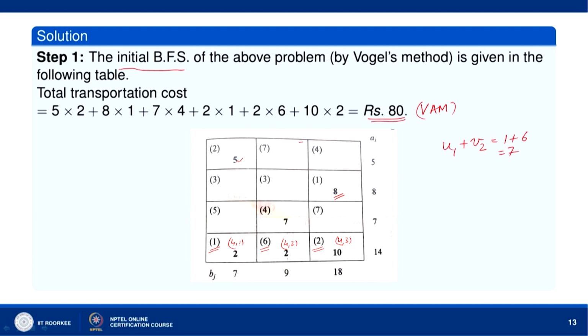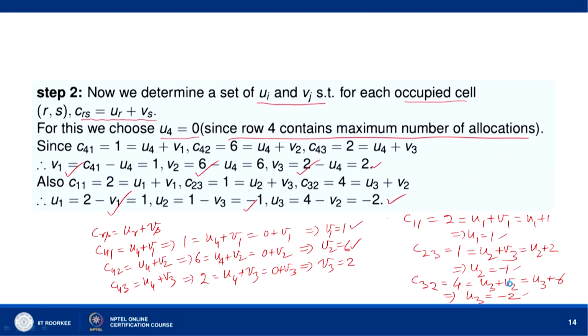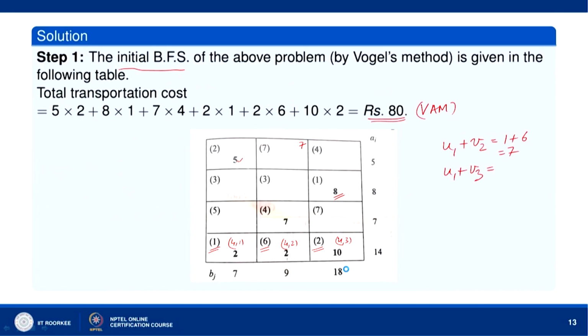So, 7 will be written here, and then this is also an unoccupied cell. So we have u1 plus b3. First row, third column. So u1 plus b3, u1 is equal to 1, b3 equal to 2. So we have 1 plus 2 equal to 3. So 3 here we shall write.